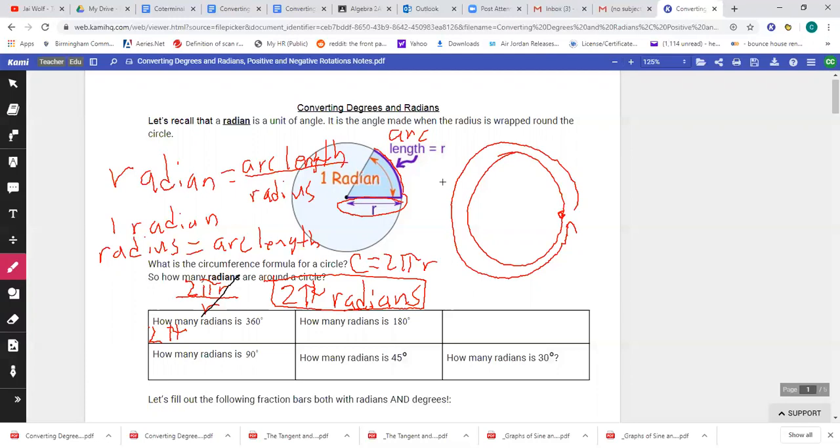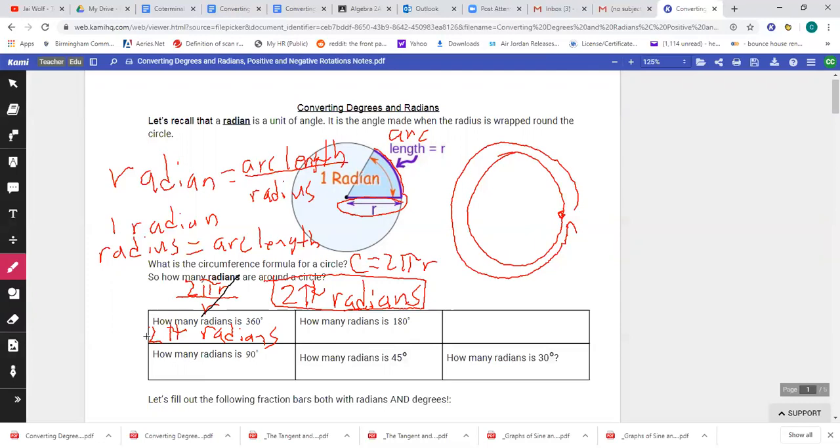So there are 2 pi radians in 360 degrees. So remember how I told you that you have stuff like inches and centimeters, right? And if you look it up, I think it's like 2.54 centimeters is 1 inch, right? That's just the same thing that's happening here. 360 degrees is the same as 2 pi radians. They mean the same thing, and that's 1 full circle. So 1 full circle is 360 degrees, but it's also 2 pi radians.